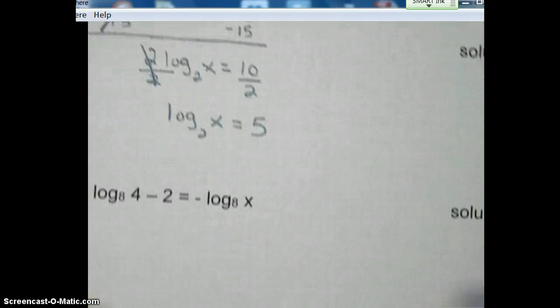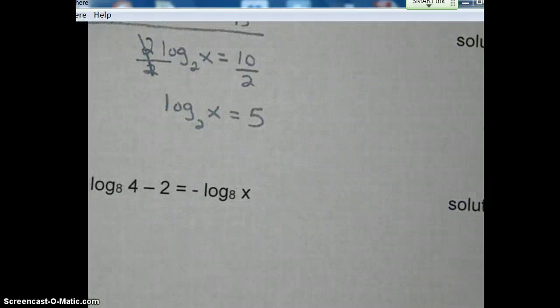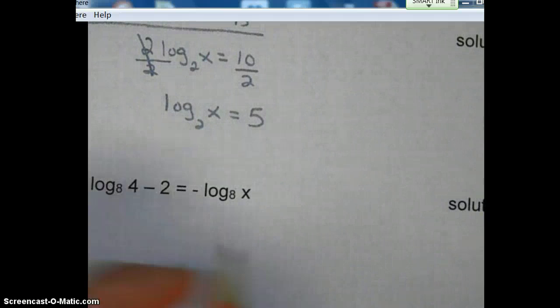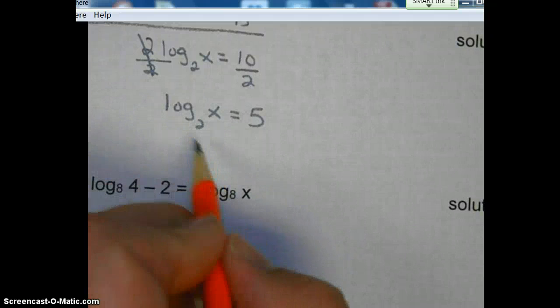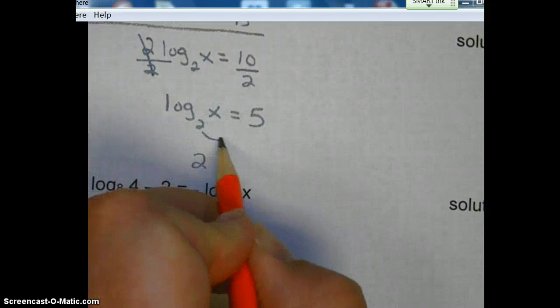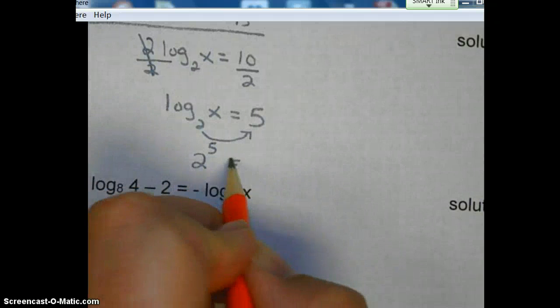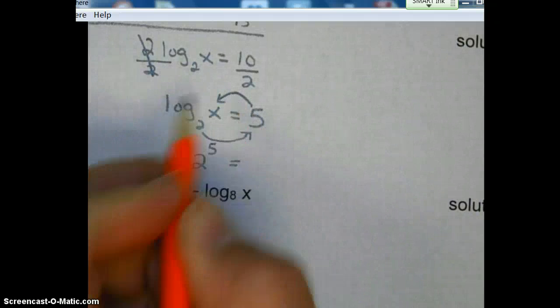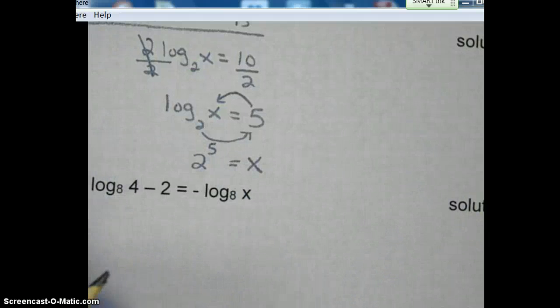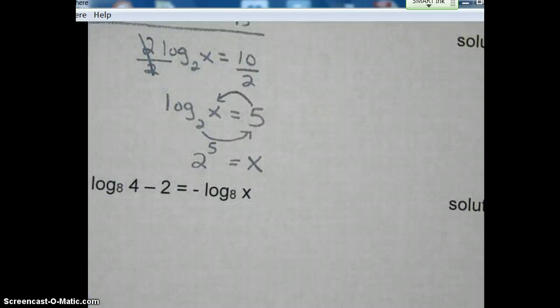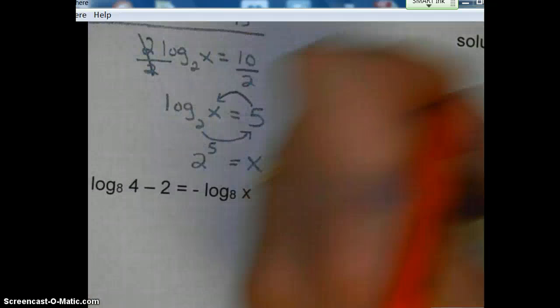Okay? Now we can change it to what? Exponential form. That's right. Good job. So we're going to start by writing down the base, raise it to the exponent, set it equal to the argument. All right. So we just need to know what 2 to the 5th power is. And I believe that would be 32.